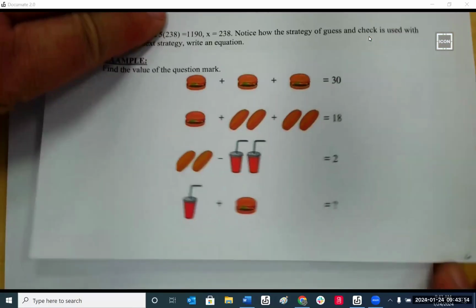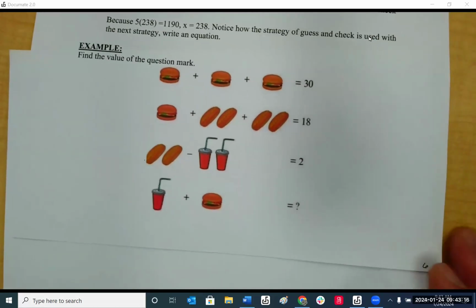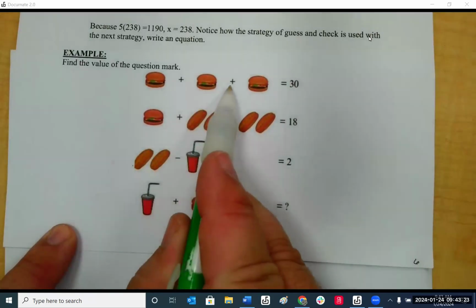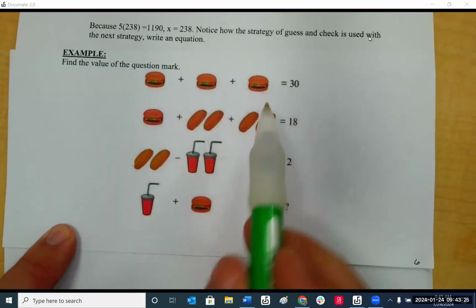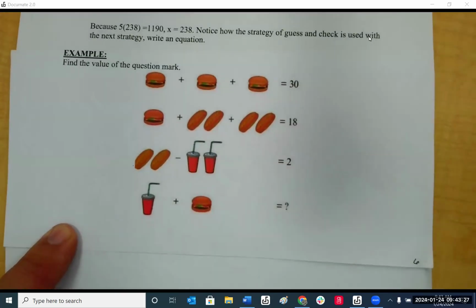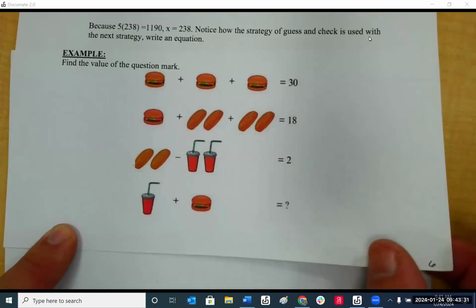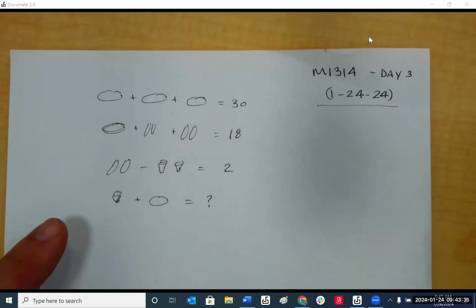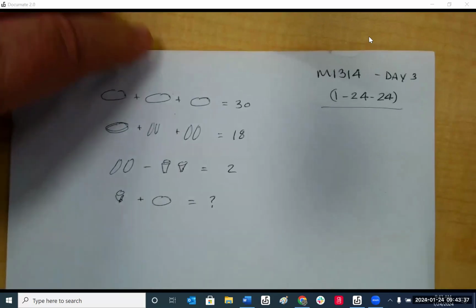Is this a math problem? Yes or no? How do you know that? Well, look at what these things are. Addition, subtraction, there are equal signs. Yes, it's math. Math doesn't have to be X's and Y's and stuff. It can be pictures. So the first thing you have to do is convert this to a math statement.